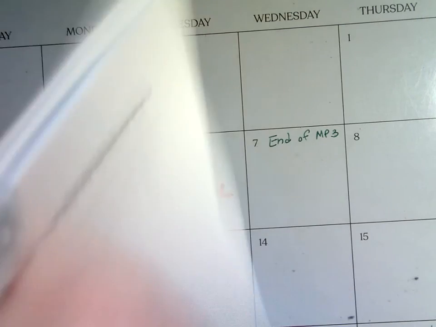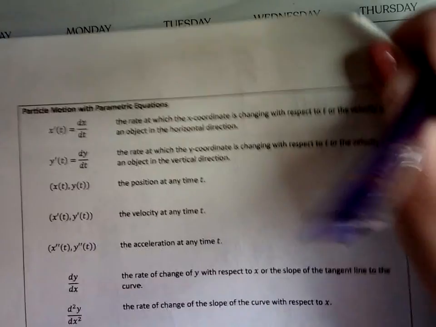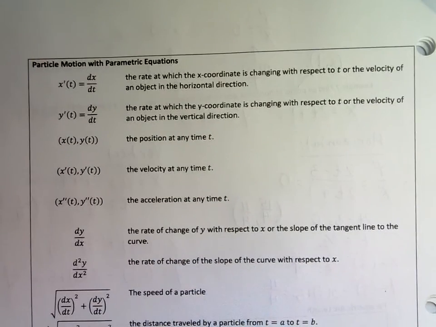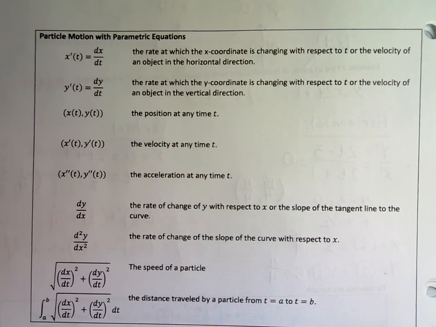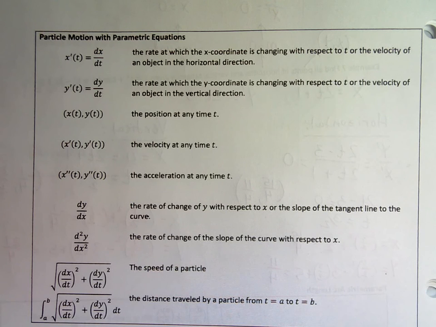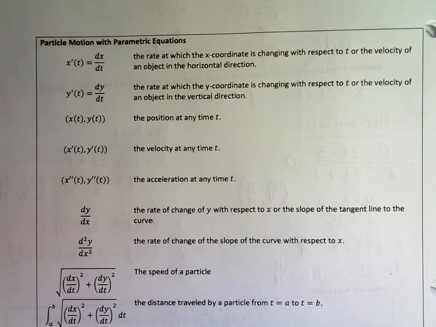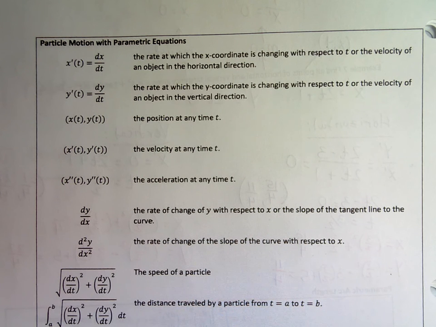Now they give you a pretty box, and it's a pretty box because they're trying to tell you what these different things mean and put all the formulas in one place. So all the things we talked about in the section so far are in this pretty little box. x prime of t is the same thing as dx over dt, and it's the rate at which the x coordinate is changing with respect to t. Or it could also be the velocity of the object in a horizontal direction. y prime of t is dy over dt. It's the rate at which the y coordinate is changing with respect to t, or the velocity of the object moving in a vertical direction.